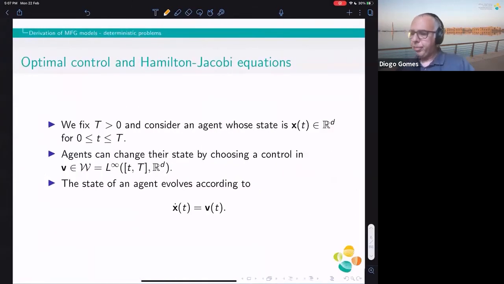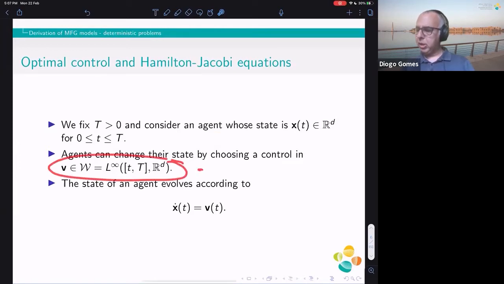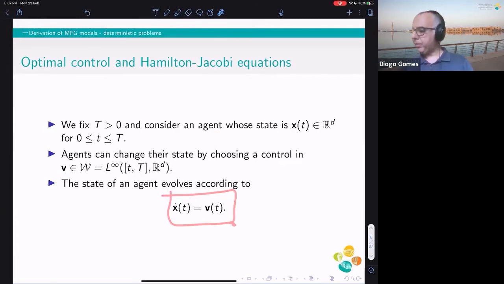So let me start by reviewing a little bit where the Hamilton-Jacobi equations come from. So let's fix a terminal time T and fix an agent whose state is x(t). And well, what agents can do, as I said, agents in mean field games are active agents, so they can choose a bounded measurable control. And in this simple model, they just act on their velocities.